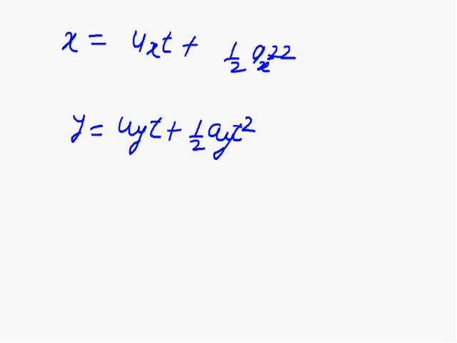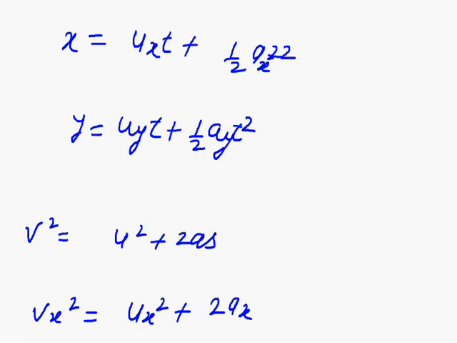The third equation of motion is v square equals u square plus 2as. This equation becomes, along the x direction, vx square equals ux square plus 2ax into x, and along the y direction, vy square equals uy square plus 2ay into y. Now we use the following equations.